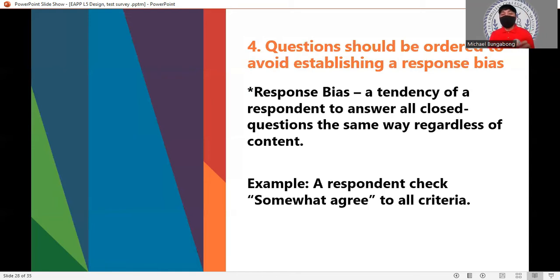So it may sound jargony. Number four, questions should be ordered to avoid establishing a response bias. We do have the response bias. What does it mean? It only means a tendency of a respondent to answer all closed questions the same way regardless of the content. Example, a respondent checks somewhat agree to all criteria. So this is what we call the response bias. I think this is self-explanatory.